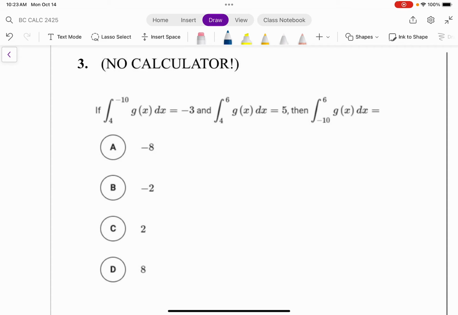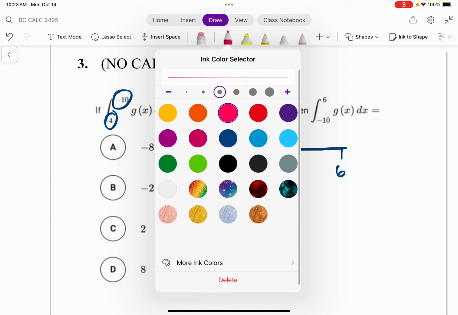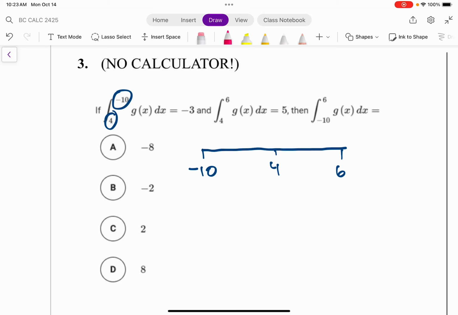I just try to note the numbers that are involved as the limits of integration and put them in order. So I see a 4, I see a negative 10, and a 6. Putting those in order, negative 10 comes first, then 4, and then 6. And so the integral from negative 10 to 6, which is what we want here, that would be the integral. So actually, I'll just write very informally.